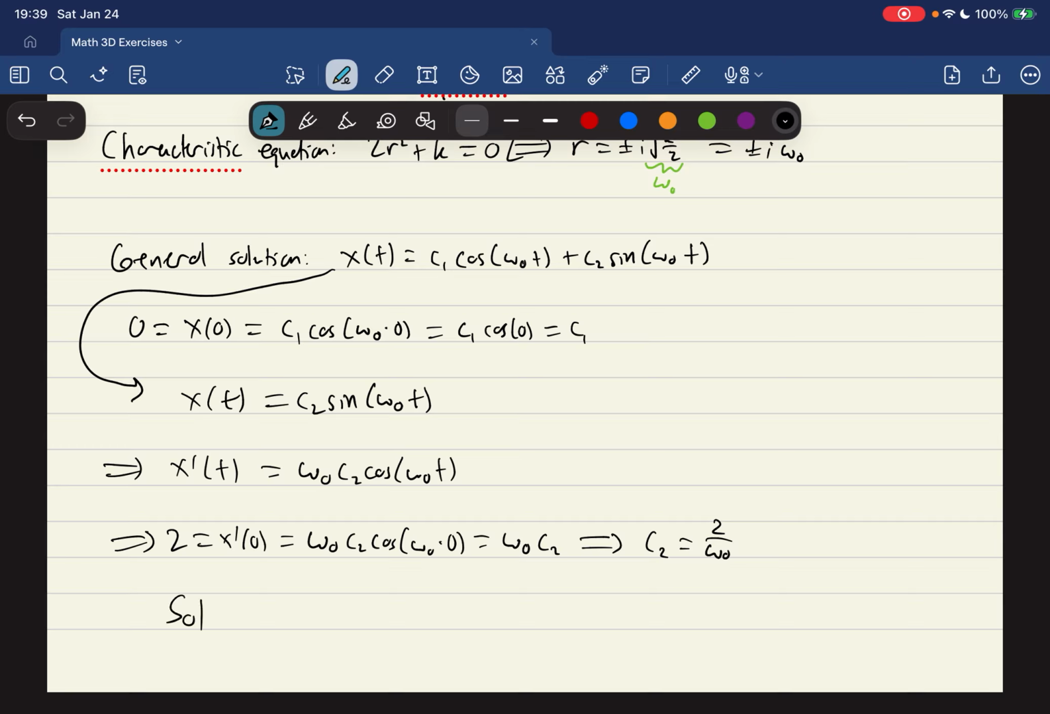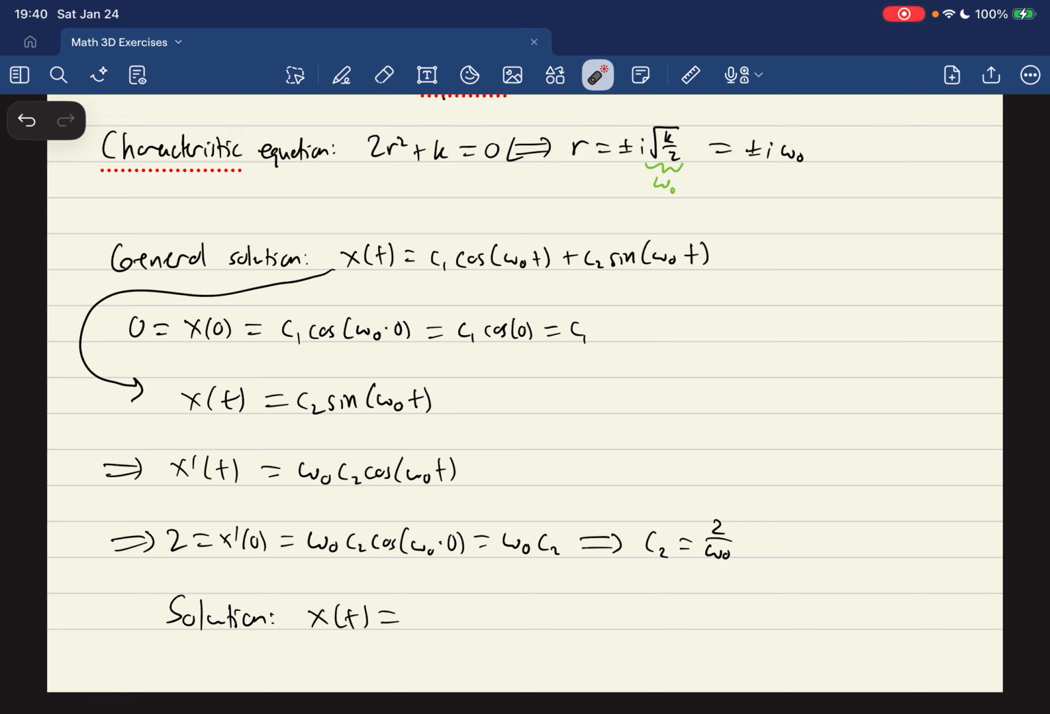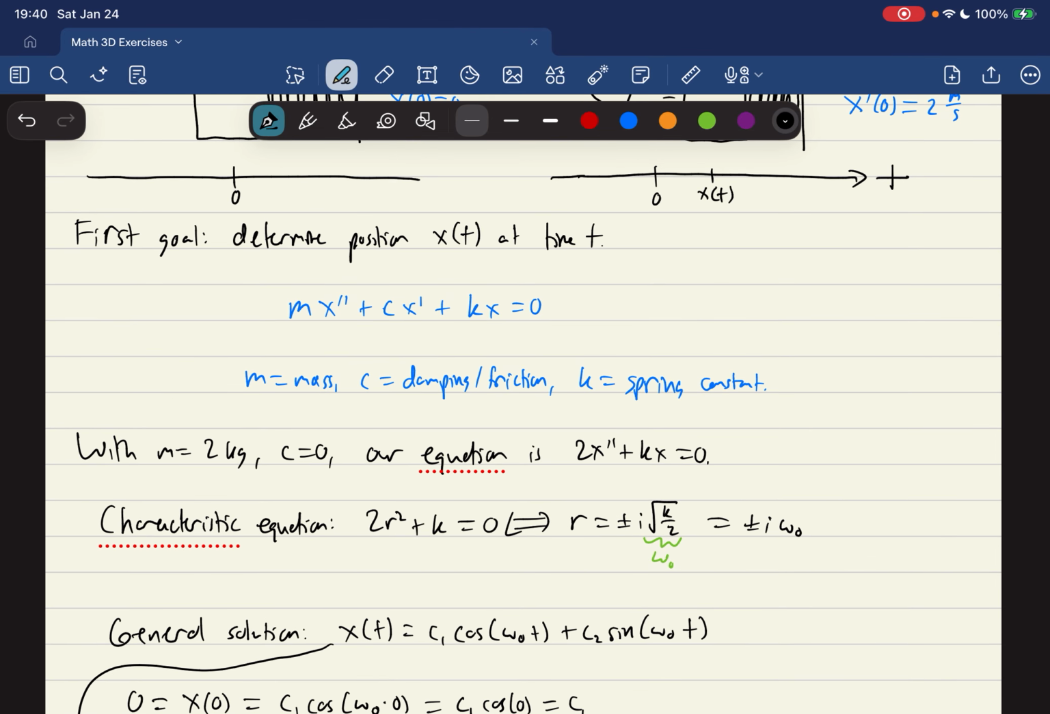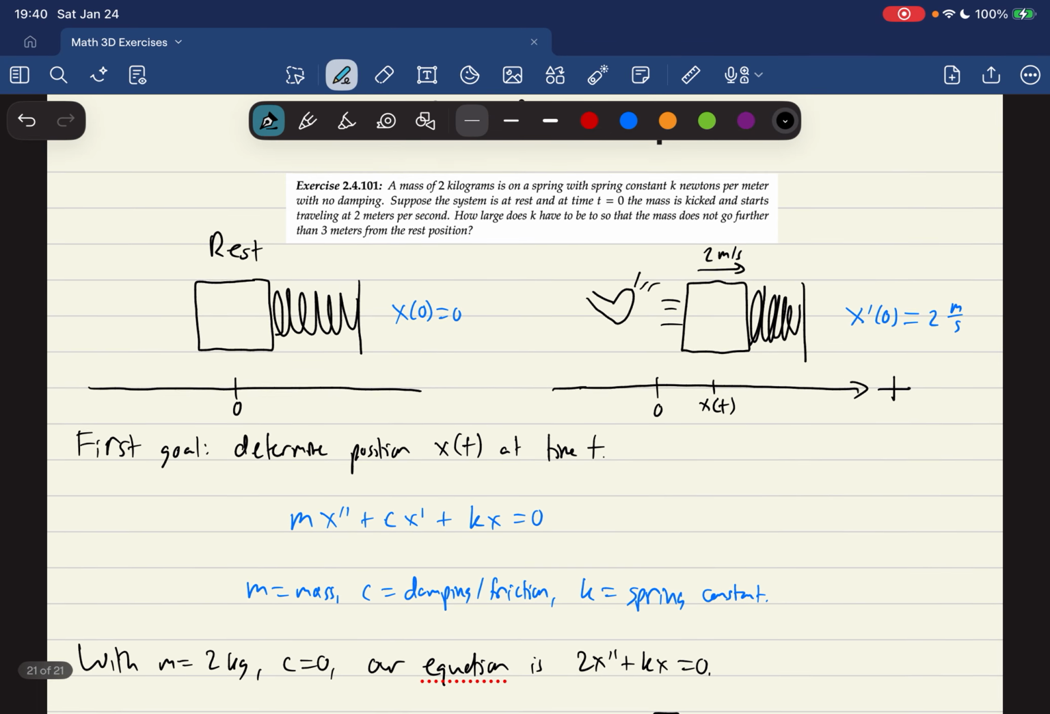So my solution to this ODE is evidently x of t equals, well, now we just plug in c2 to this new form of our solution. It's going to be 2 over omega naught sine of omega naught t. Great, so this is what our solution looks like. And so now let's return over here and remember what the problem is asking us to do.